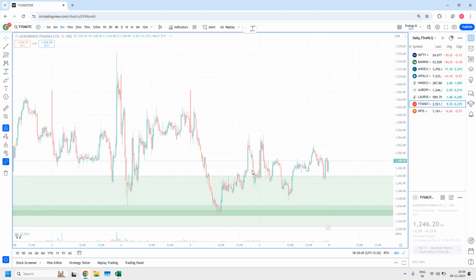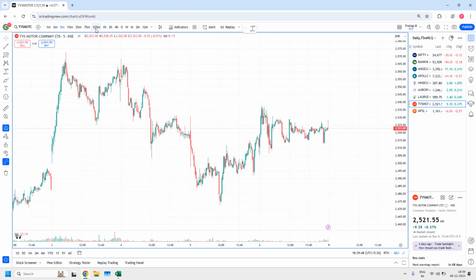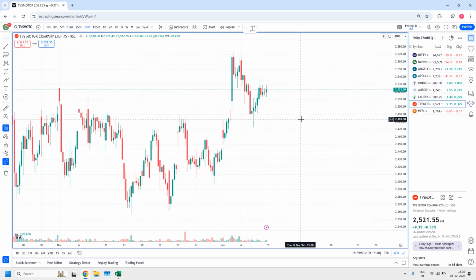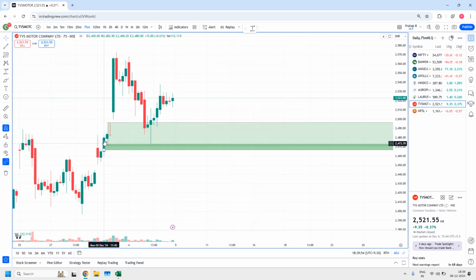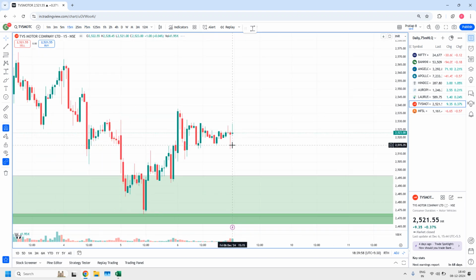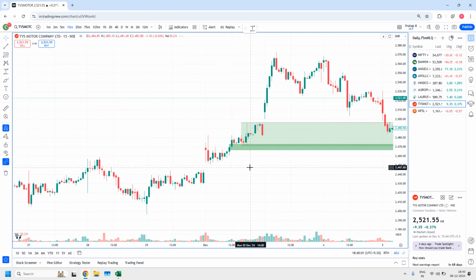Laurus Labs we discussed. The next one is TVS Motors. This is also a 75-minute high liquidity demand zone. We have a rally, 2 base candles and a rally. And look into the 15 minutes. We don't have a proper 15-minute structure here.